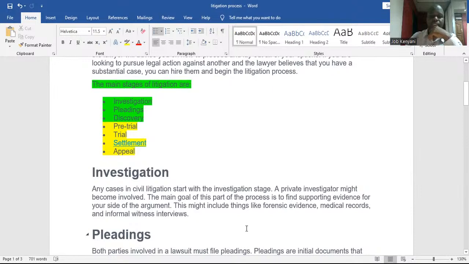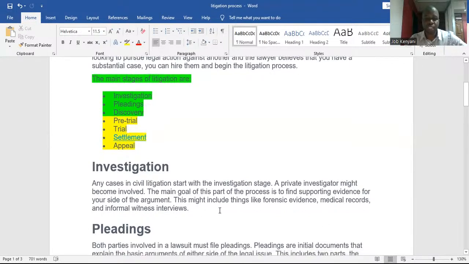A private investigator might become involved. The main goal of this part of the process is to find supporting evidence for your side of the argument. This might include things like forensic evidence, medical records, or informal witness interviews.